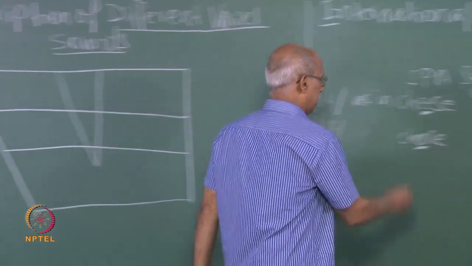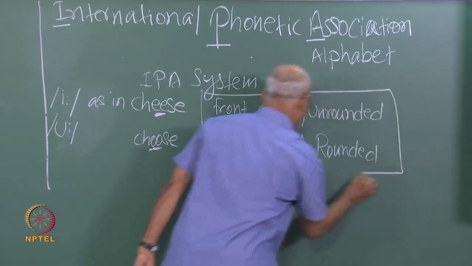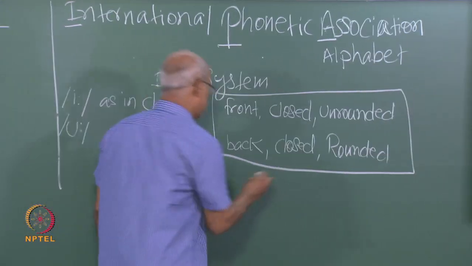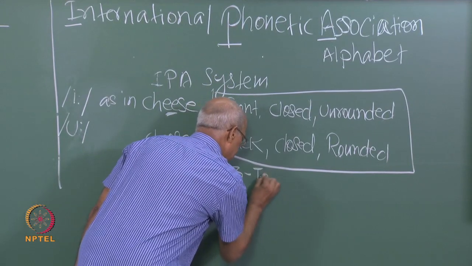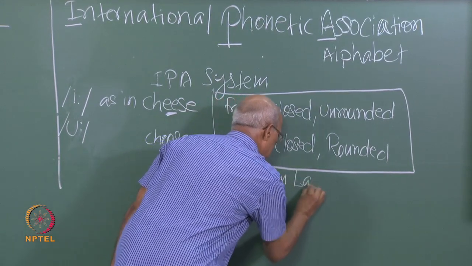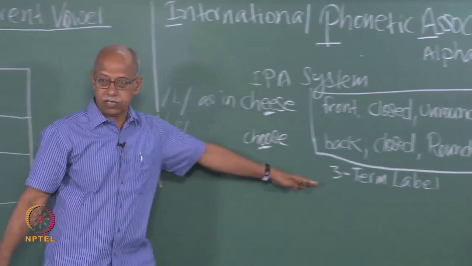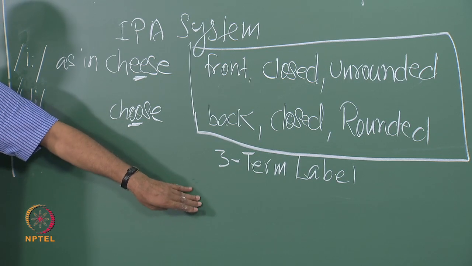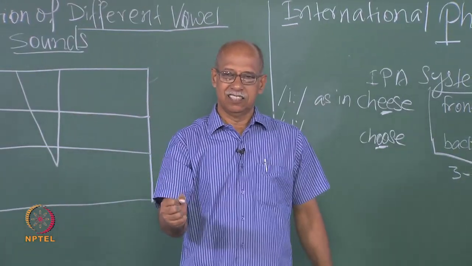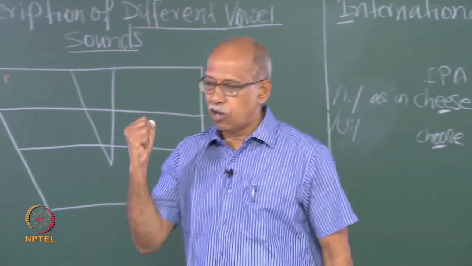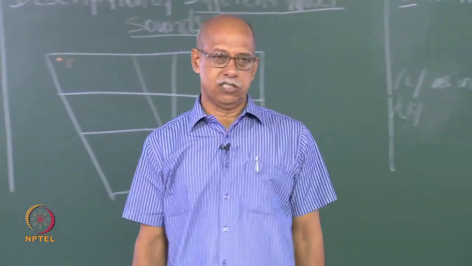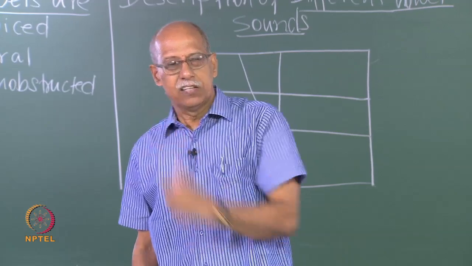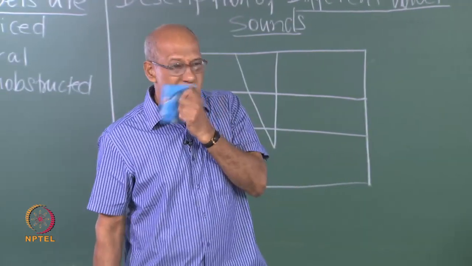We call this level, in the literature of phonetics, this level is known as, please write, three-term level. What is it known as? Three-term level. What are the three terms? Front or back, close or open, and rounded or unrounded. These are the three terms. So, on the axis of these three terms, we describe vowel sounds.